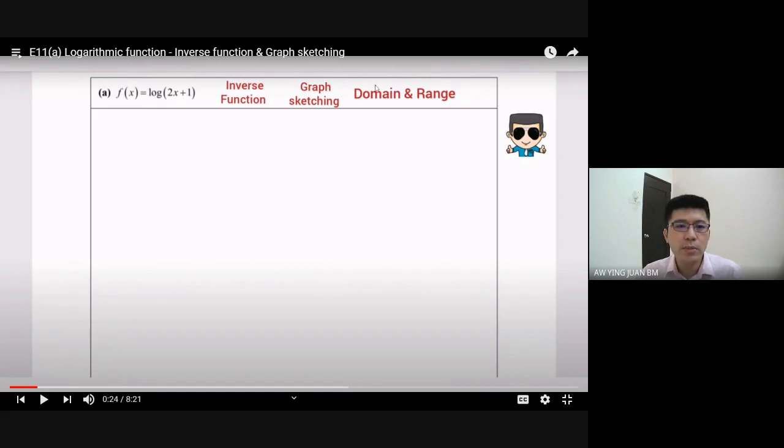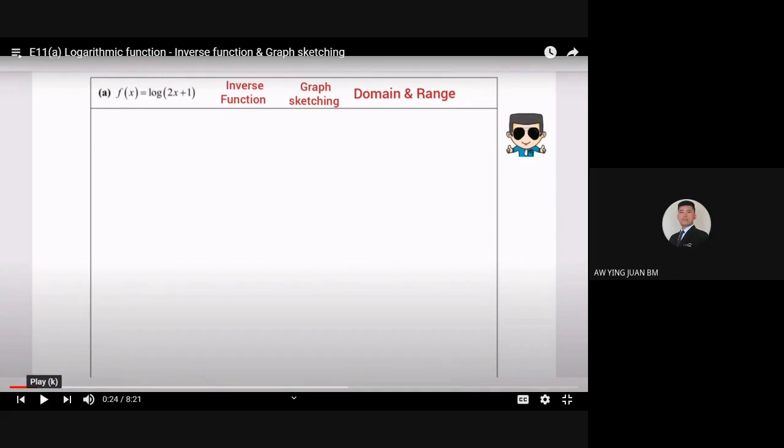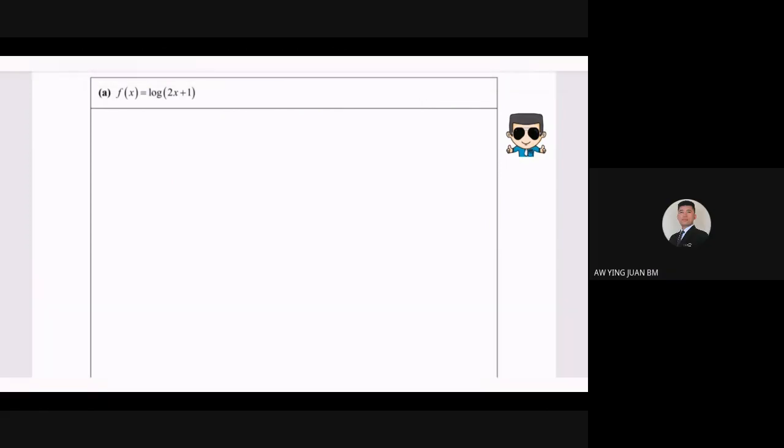So fokus pertama kita adalah inverse function. Okay, kita cari inverse dia. Kemudian kita sketch the graph untuk situasi ini iaitu log. Lepas itu kita fokus kepada domain and range dia. Mari kita mula. Number 1, given f(x) is equals to log base 10 bracket 2x plus 1.